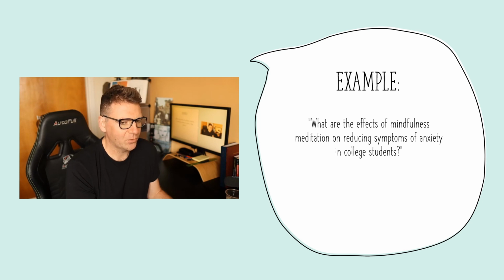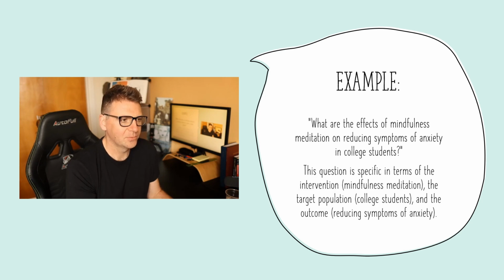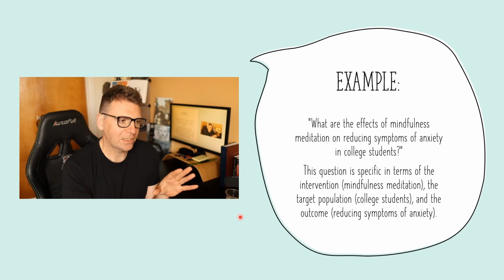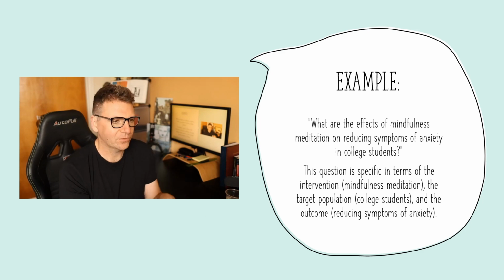Now, if we're talking about how you can be clear and how you can be concise in a research question like this, well, here we go, okay? So the question is specific in terms of the intervention, which is mindfulness meditation, the target population, which is college students, and then the outcome itself, which is reducing symptoms of anxiety. So when I see a question like this, I think, okay, that's very clear, that's very concise, because it's hit these 3 things: intervention, target population, and outcome. So when you're looking at your own research question, just make sure that it has the intervention part, the target population, and the outcome. So that's very important for this one, okay?